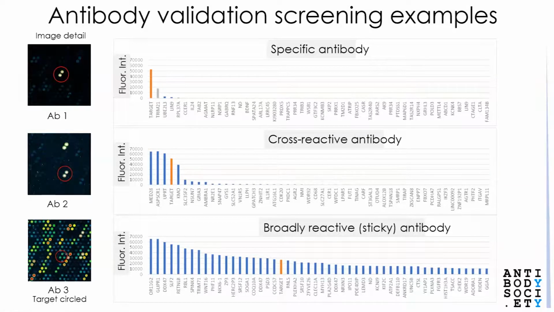AB1, antibody 1, is a highly specific antibody with very limited cross-binding. Incidentally, the target indicated in gray is actually a known Fc receptor. Antibody 2 is quite cross-reactive, with some proteins exceeding the target in intensity. Target is in orange. And finally, antibody 3 is highly cross-reactive, sticking to many proteins, of which the true target is only one of medium strength. And essentially, this would be useless as a reagent.